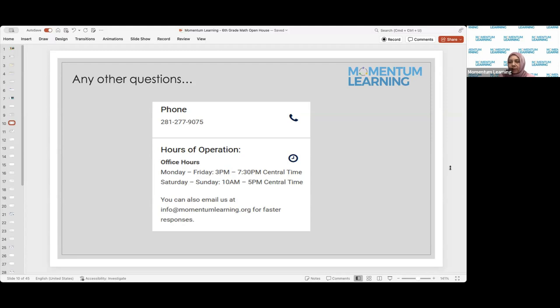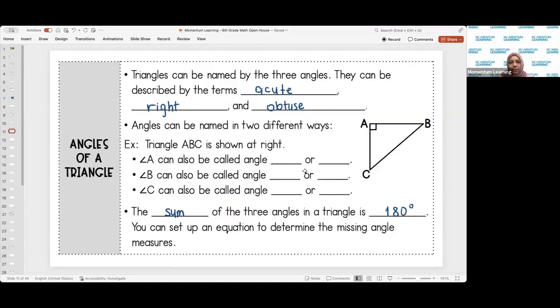I chose geometry since most of you saw the geometry lessons. It will be familiar for you. Let's start our session. So let's start with the angles of a triangle. Triangles can be named by the three angles. You know this. They can be described by the terms acute, right, and obtuse. Do you know acute, right, and obtuse angles?